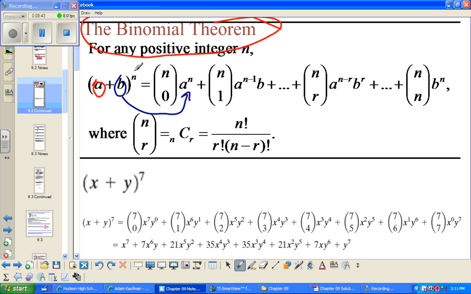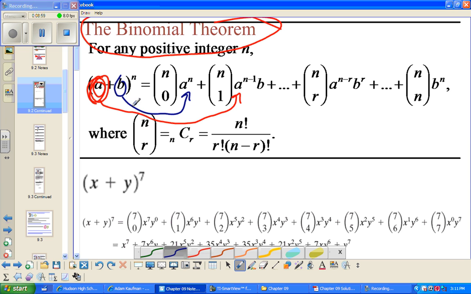Whatever n is, that's the power, remember. And then you'd multiply that by whatever the first term is in your binomial again. So whatever that is, raised to the n minus 1 would go here. And then the b raised to the first power would go there. And the exponent of that first term decreases by 1 each time. And the b, or the exponent of the second term in your binomial, increases by 1 each time.